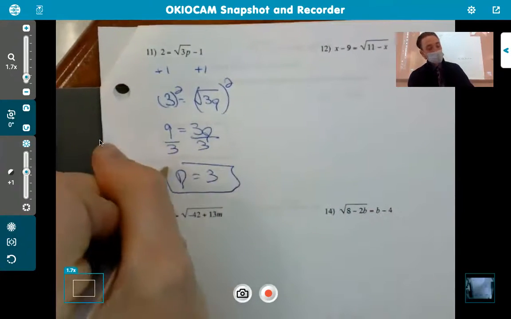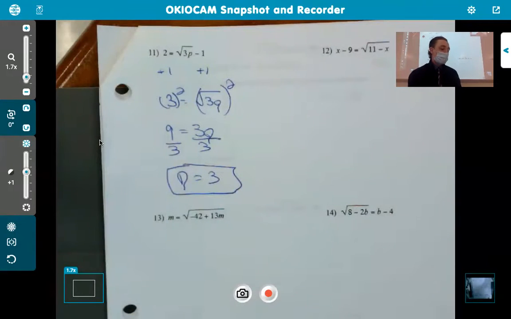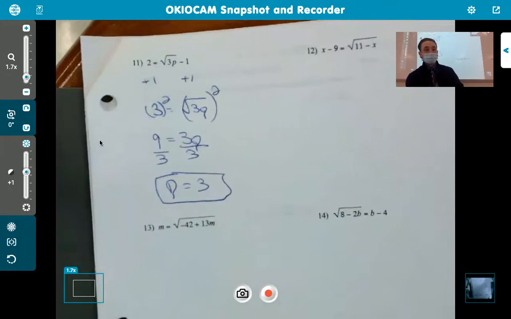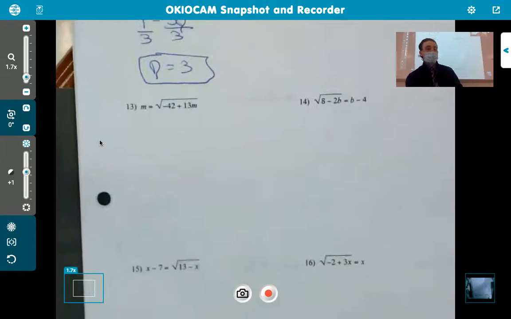If you were to check that, the square root of 3 times 3 is the square root of 9, which is 3, minus 1 is 2. So you have 2 equals 2, which works. All right. Any questions there? Okay. 13. What do I have to do in 13? How would I start this problem? Square both sides. Good, right?